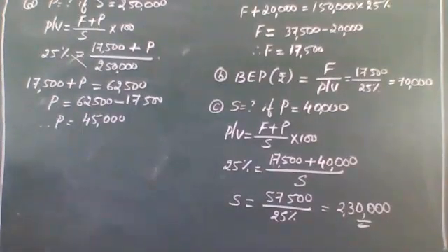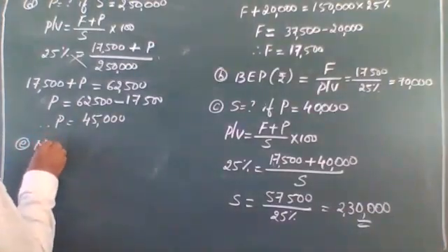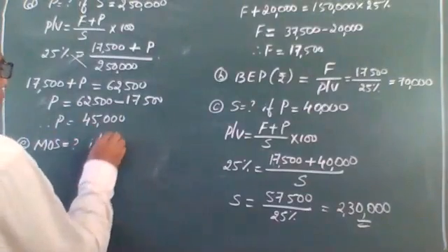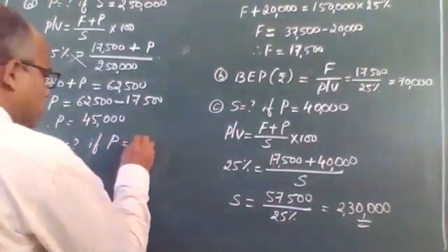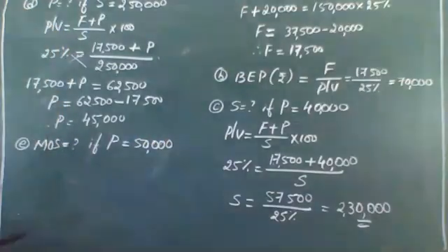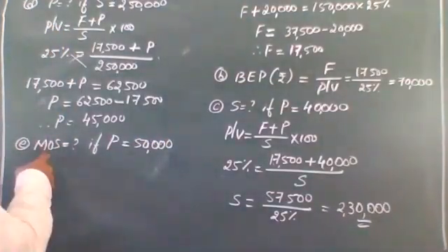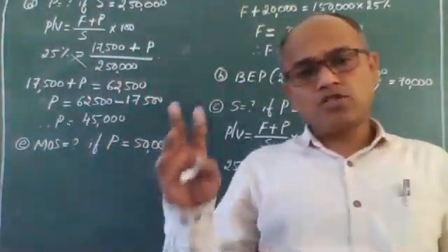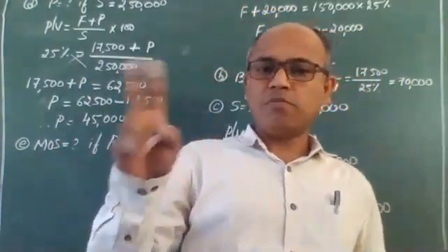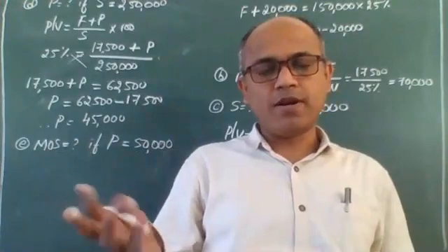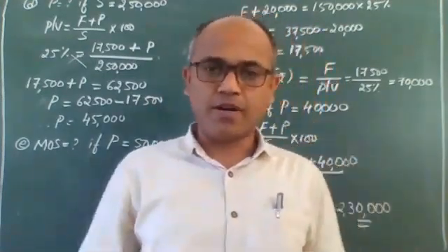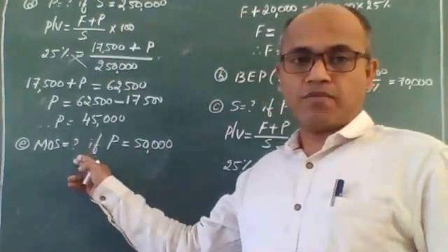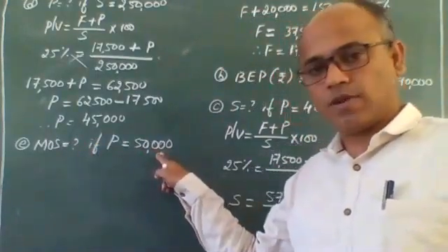Then E bit. In E bit, he is asking you to find out the margin of safety at a profit of 50,000. So he is asking what is the margin of safety if my profit is 50,000. Now what is this? This is again a situational question. He is not asking you to find out MOS for both the years. See guys, MOS will differ. Fixed cost will be same for both the years. PV ratio will be same for both the years. But sales will be different. Variable cost will be different. Contribution will be different. Margin of safety also will be different. But because he is asking with this situation, I will find out directly.